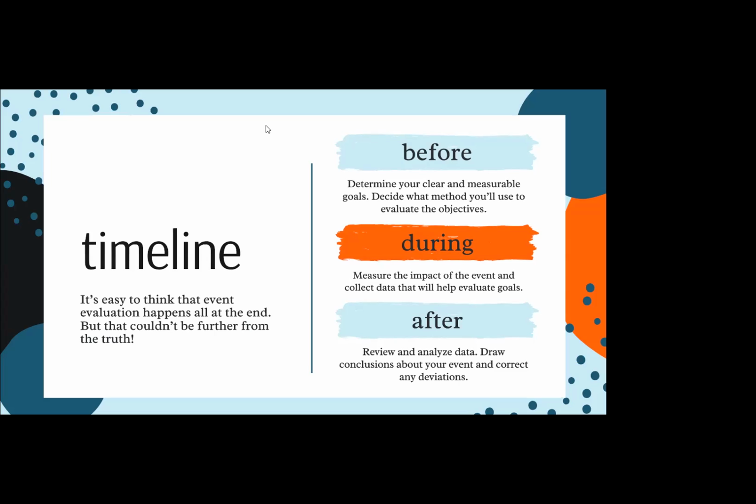But it's a process that happens all the way back in the beginning of the planning stages, and it'll only be able to be measured if you've thought about it in advance. It's very difficult to evaluate the success of an event if you haven't determined what goals you want to meet and how you're going to track them.